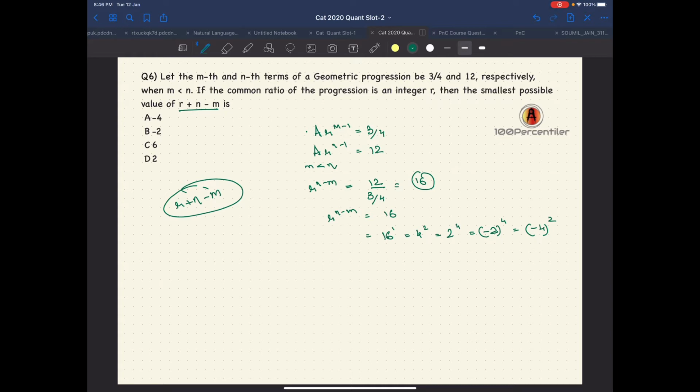Okay, so simply adding the r and the power, we get 17 here, 6 here, 6 here, 2 here, and minus 2 here. Clearly this is the minimum value. Therefore minus 2 is the required answer here.